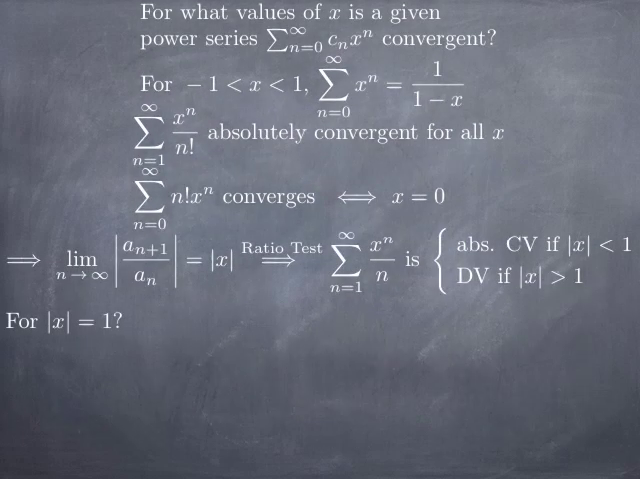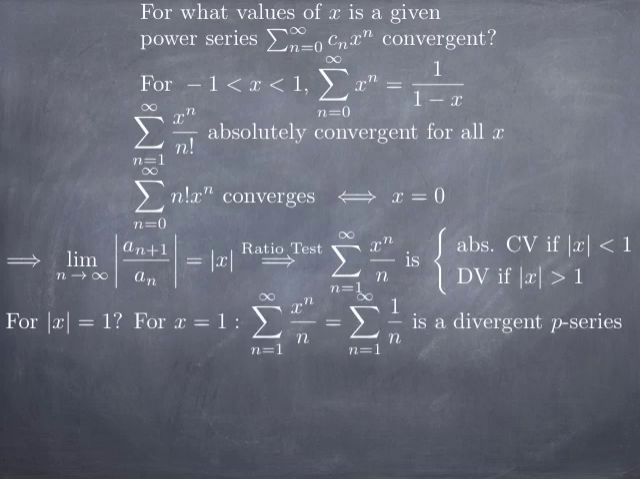So what if it is exactly 1? Well, there are 2 points where the absolute value of x is 1, x equal 1 and x equal -1. And we can look at what happens at these points. When x is 1, if I plug x equal 1 in my series, 1 to the n is always 1, so I get the series from 1 to infinity of 1 over n, which is a divergent p-series because it's for p equal 1, which is less than or equal to 1. So it's divergent for x equal 1.